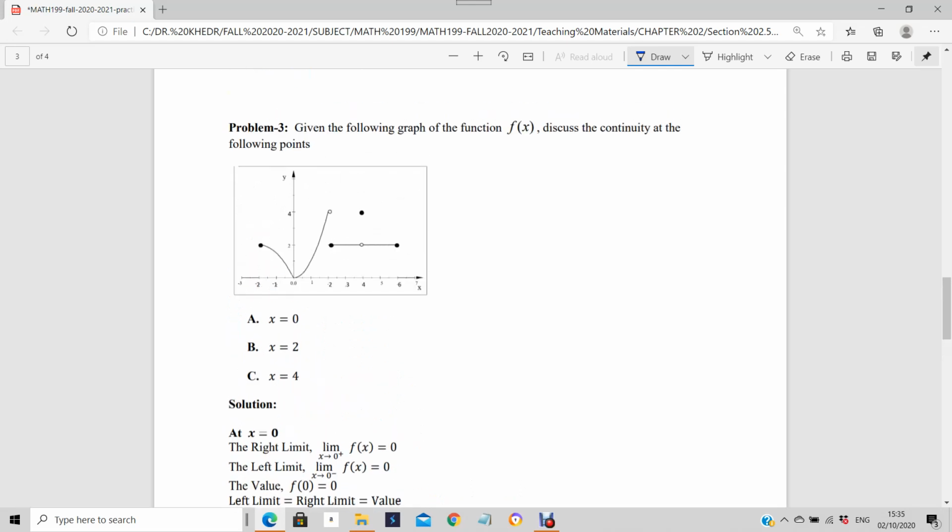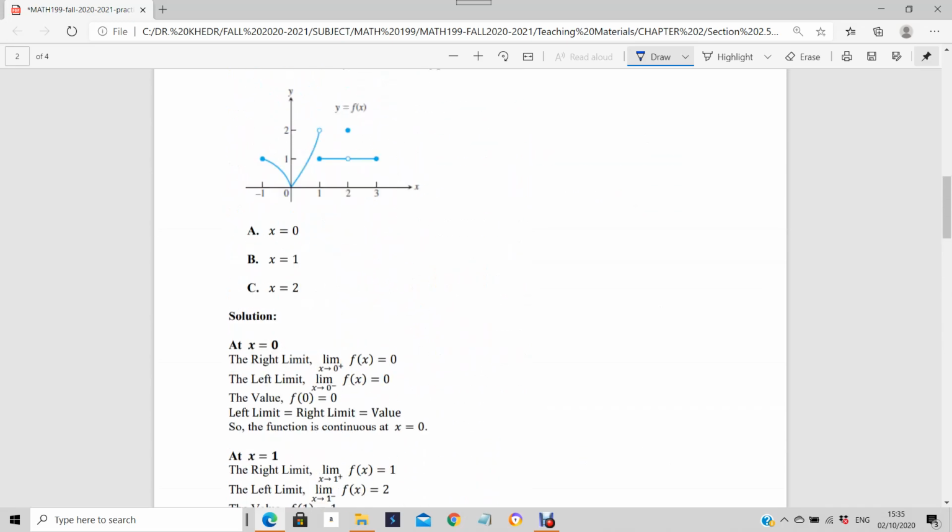From the graph, I can say at x equals 2, the function is not continuous because the graph is broken. At x equals 4, also the graph is broken here, so it's not continuous. The limit does not equal the value of the function. At x equals 0, it is continuous.